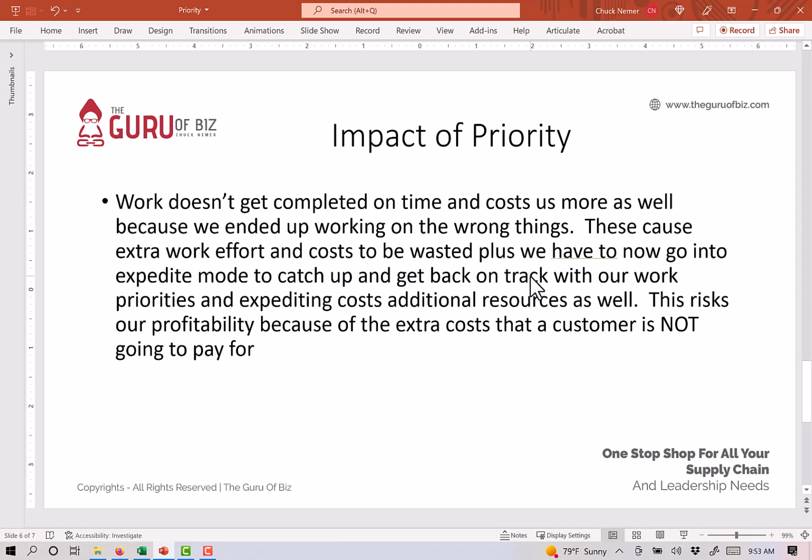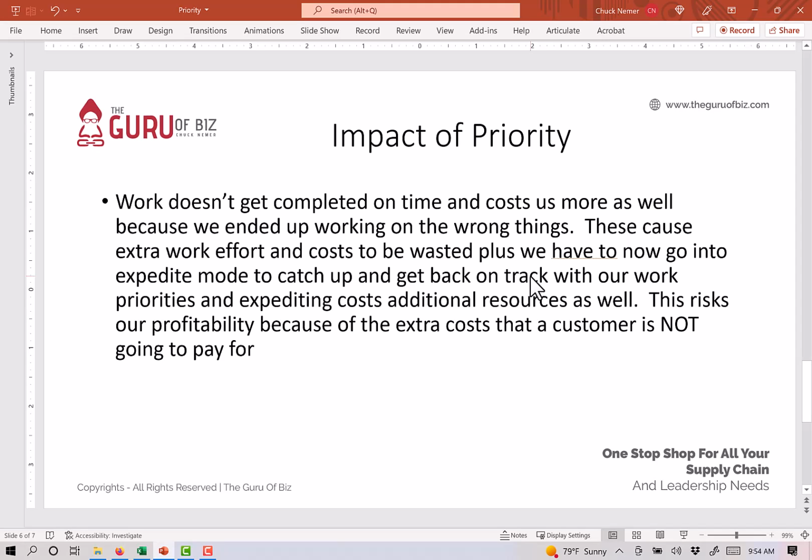From an impact standpoint, if work doesn't get completed on time, it will cost us more as well because we end up working on the wrong things. These cause extra work efforts, costs are wasted, plus we have to go into an expedite mode to catch up and get back on track with our work priorities. And this expediting costs additional resources as well.